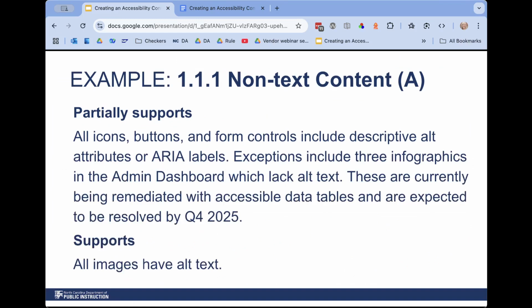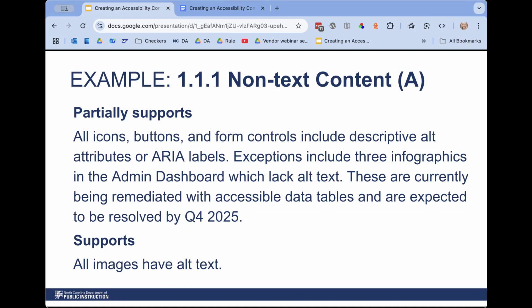So for that non-text content, we're thinking about alt text for images. The partially supports response here, if I didn't have this detailed explanation, I would certainly have a lot of questions. But this is, I think, a good example of a detailed response that's telling me all the types of non-text content that you have: icons, buttons, form controls, that they do have alt text or the ARIA labels, that there is an exception, that there are some infographics in the dashboard that don't have alt text, and then you've given me a lens into what's being done about that. It's being remediated. Our goal is to have that done in our fourth quarter.